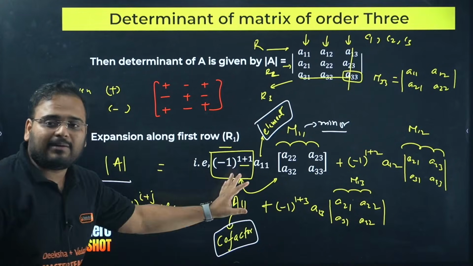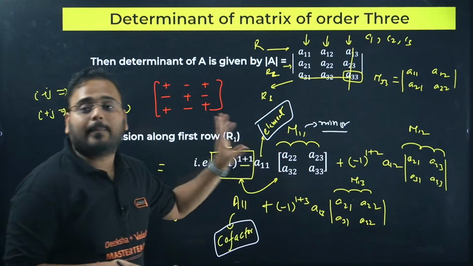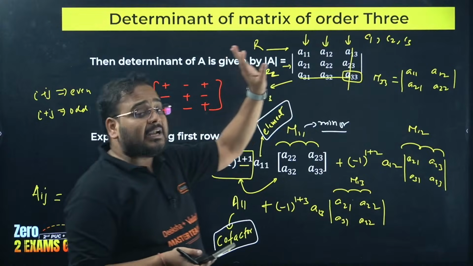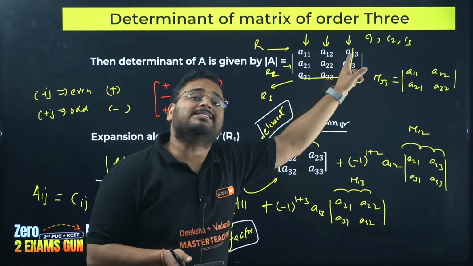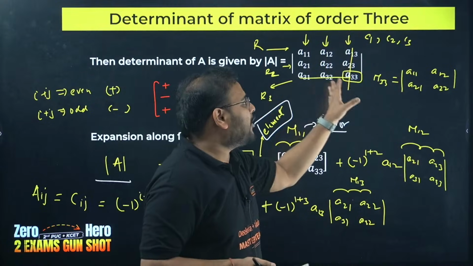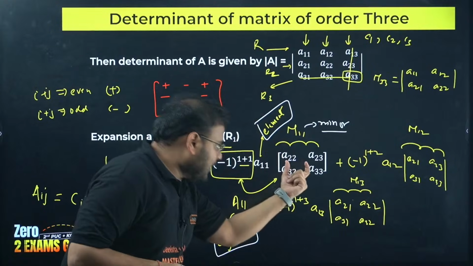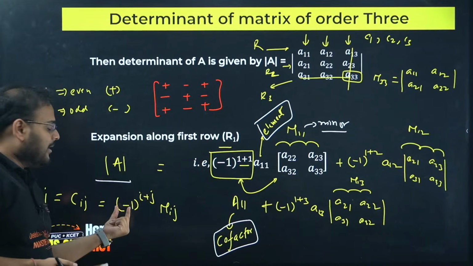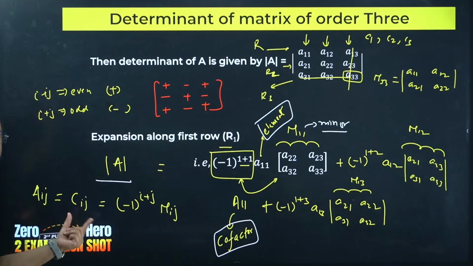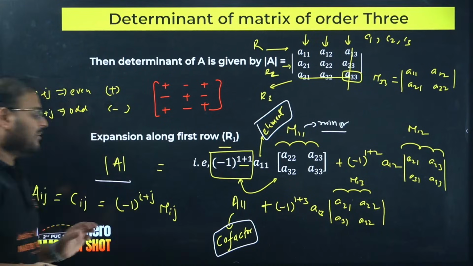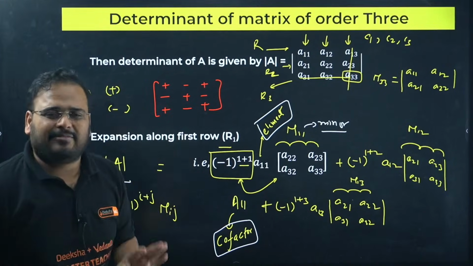I'll repeat one time more before I move on, because this is important. Minors are obtained by removing, for that particular element, that element's address. Address means row and column. So remove the row and column, and the remaining elements in matrix form will be your minor. Include the minor with the sign. How do you write the sign? Minus 1 power i plus j. Include them together and it becomes the cofactor. The symbol for cofactor is either Cij or Aij. It can vary from place to place.